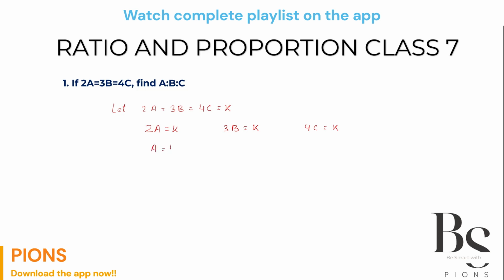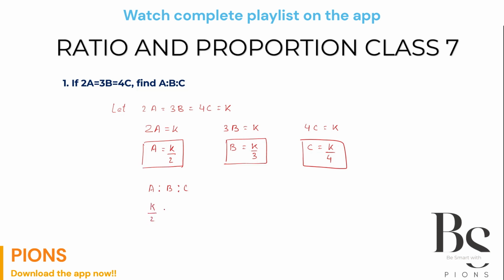Then we will get from here a is equal to k upon 2. B is equal to k upon 3. C is equal to k upon 4. Clear? We got A in terms of k, we got B in terms of k, we got C in terms of k. Once we found A, B, C in terms of k, now what's the next task? Find the ratios. So A is to B is to C. Now pay attention, this is quite important. A is to B is to C will be written as k by 2 is to k by 3 is to k by 4.